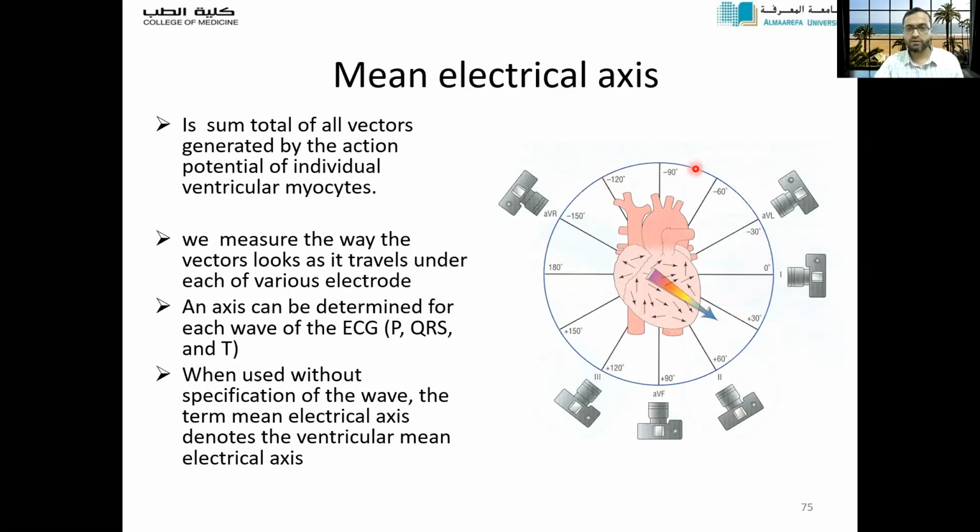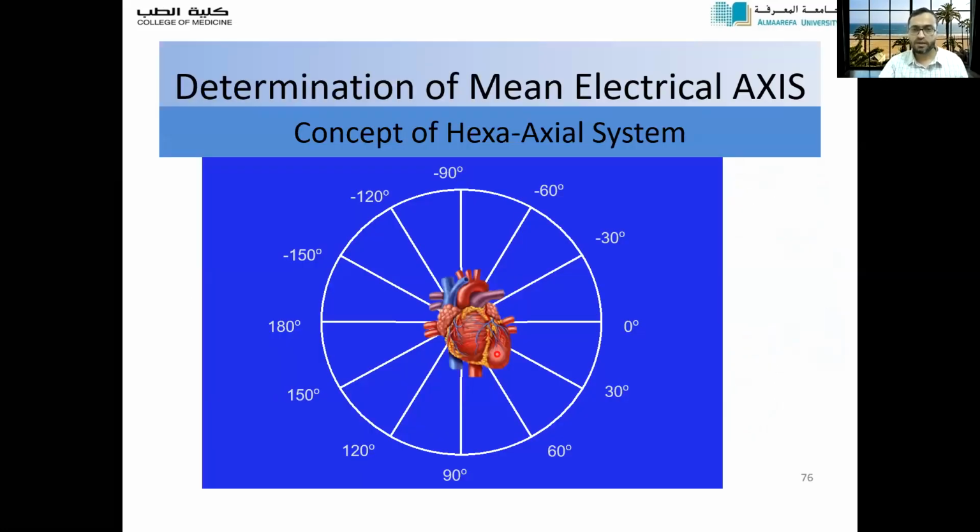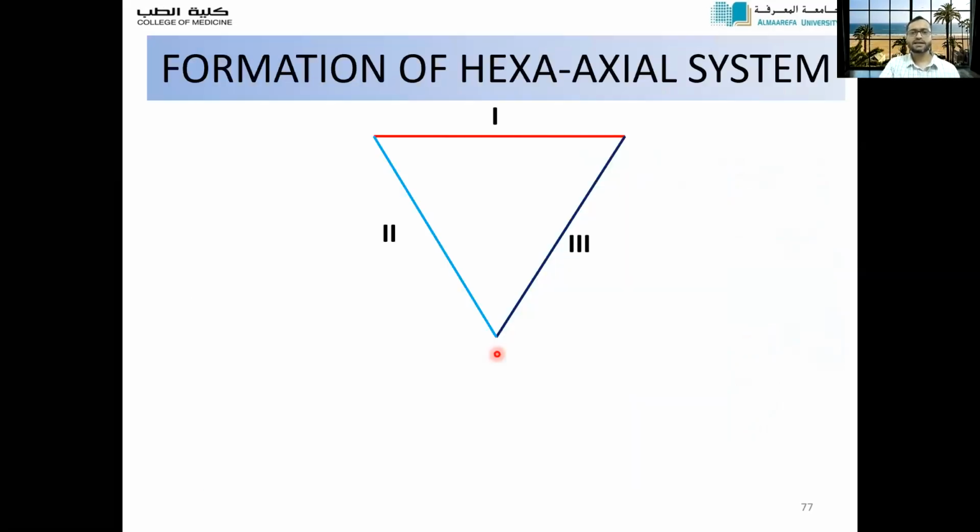Why is it so, and where have these 6 lines come from, which is known as the hexaaxial system? Let me tell you in these 2 minutes where this hexaaxial system came from. This is the normal direction of the impulse, a range of -30 to +110. But where have these 6 lines come from? You know that there is a triangle in the ECG, Einthoven's triangle, which is formed by lead 1, lead 2, and lead 3, these 3 standard leads. Let's break this triangle. I think those who attended my class know why I'm breaking the triangle, isn't it?